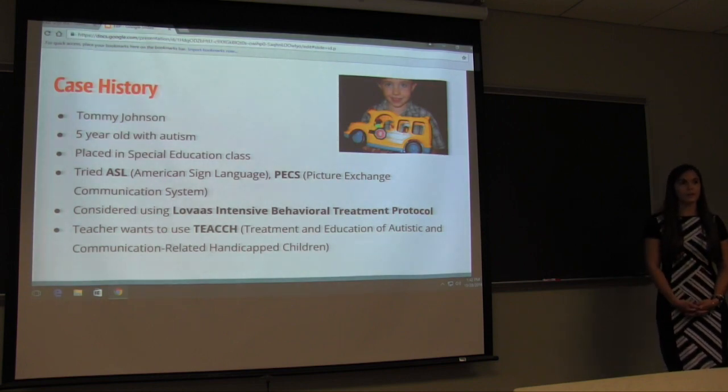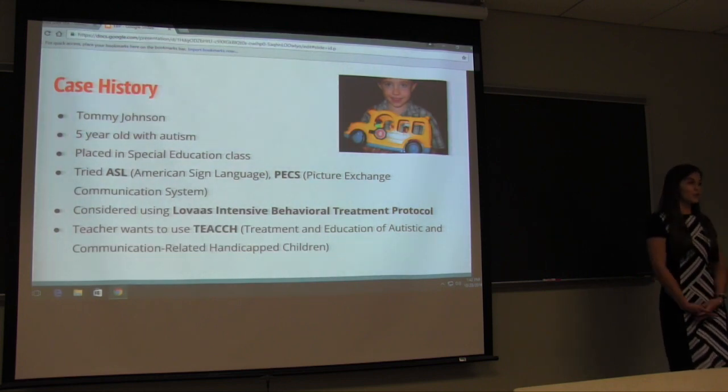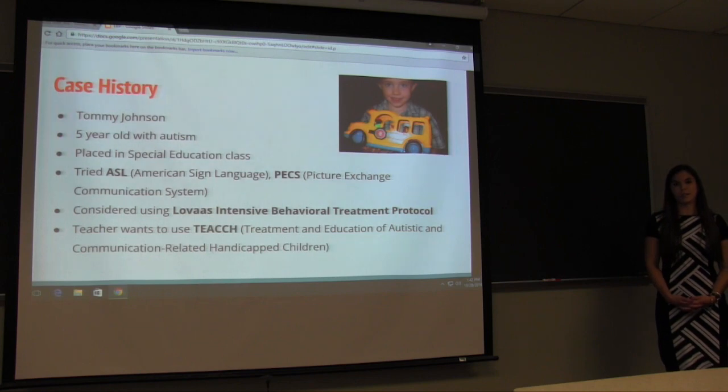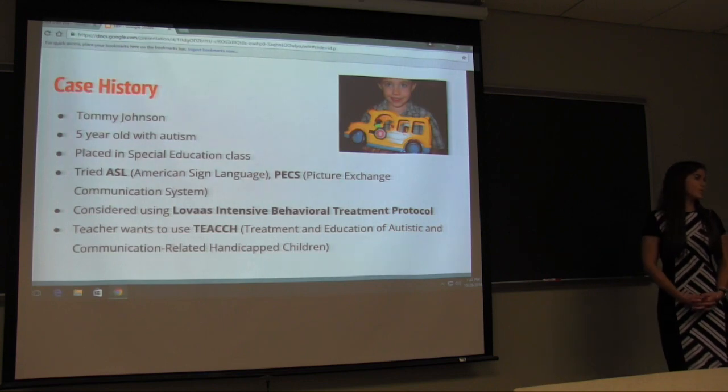which is Treatment and Education of Autistic and Communication-Related Handicapped Children. This is something that we will go into further detail in a few moments. But we do want to point out that Tommy's teacher has already put some of these strategies into place in his classroom. So she does structure the physical environment as well as use a daily schedule to regulate the students.